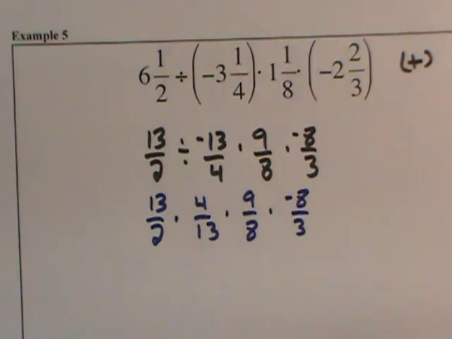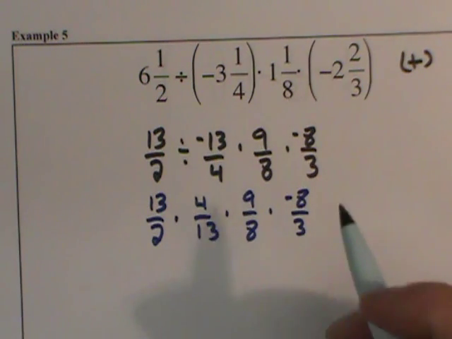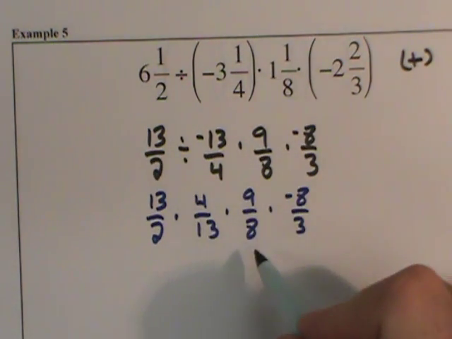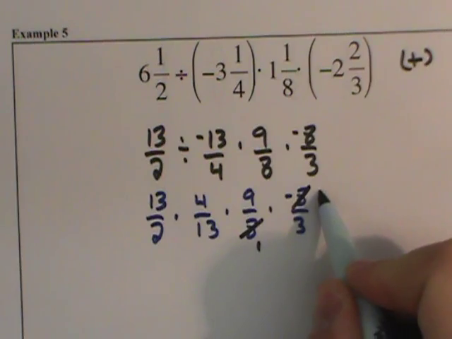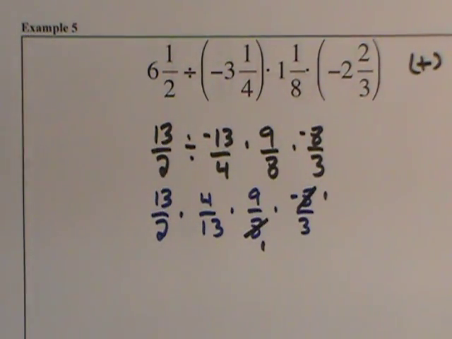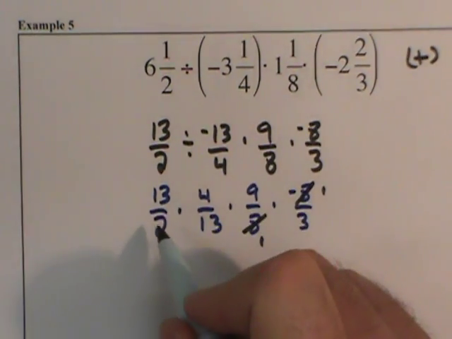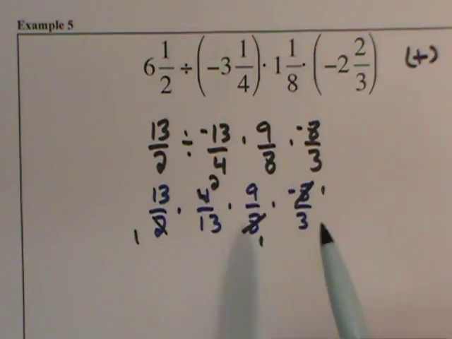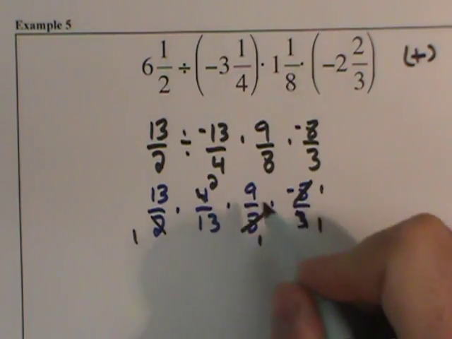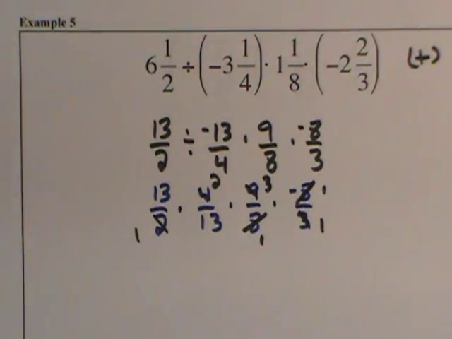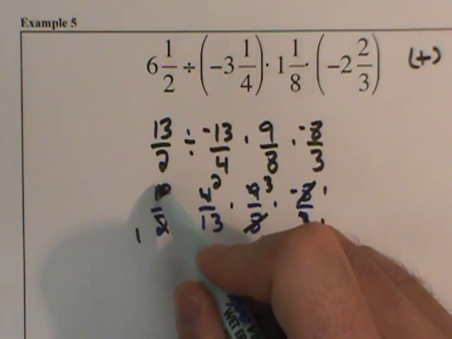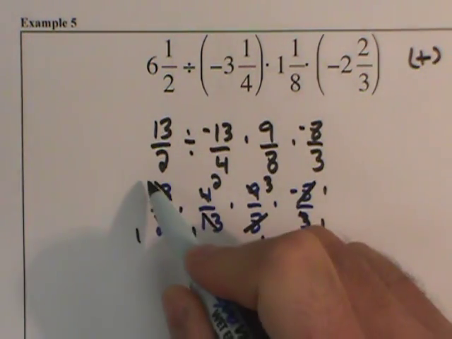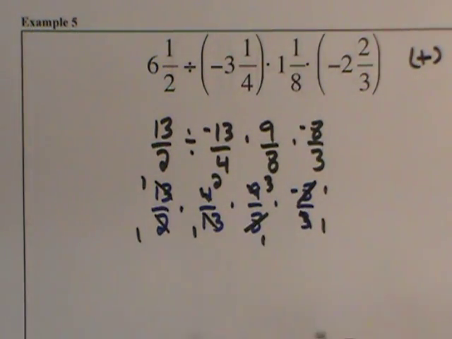And we look for those opportunities to cancel or reduce. Clearly, I have two 8s here that I want to take out, so immediately 8s can be vanquished. And then the 2 and the 4 I can reduce. I call this 1 and 2. The 9 and 3 could be reduced to 1 and 3. And then obviously those 13s. Let's take those 13s out. I don't see any other opportunities to cancel.